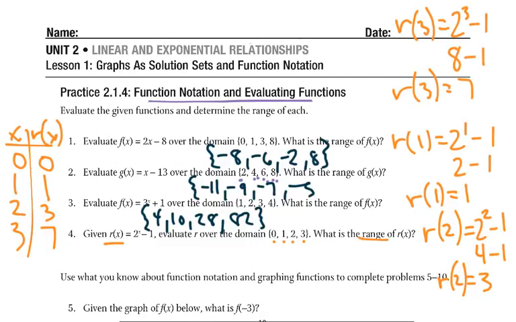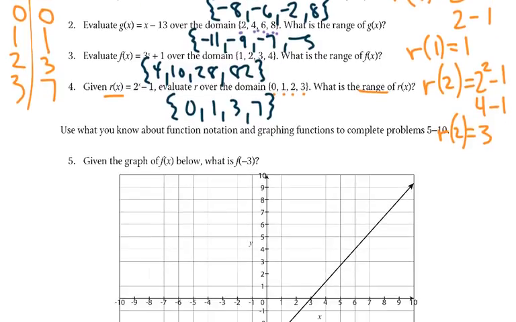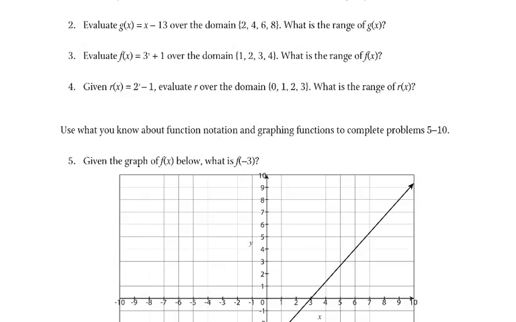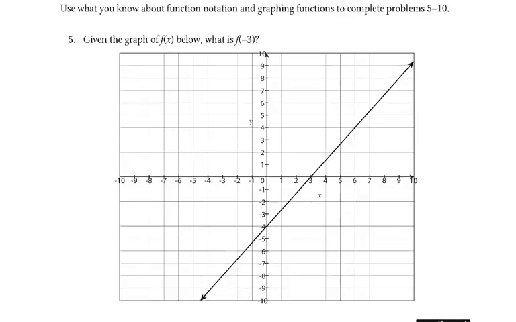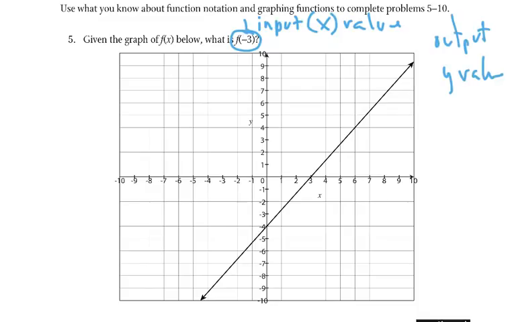Okay, so our range for r of x is 0, 1, 3, and 7. And there's our first 4. Now, like I said with that function notation, the number inside the parentheses represents our input, or our x value, and what it's equal to represents our output, or our y value. So in other words, looking at this, we have x and f of x.